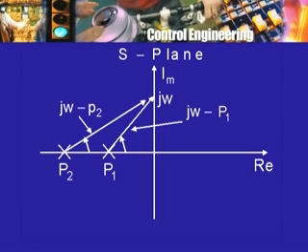But given a complex number j omega minus p1, what is its modulus? Modulus is the length of the vector drawn from the origin to the complex number, or because this vector represents that complex number, the length of this vector. Similarly, mod of j omega minus p2 will be the length of this vector.